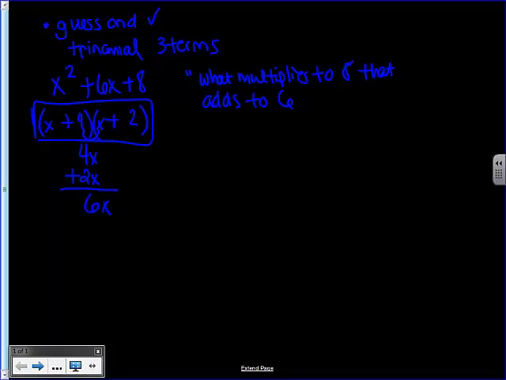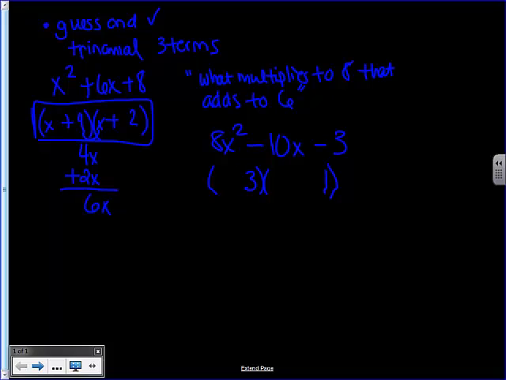I could give you something nasty like 8x squared minus 10x minus 3. Well, in this case, I can't ask myself, what multiplies to 3 that adds to 10? On no planet does that ever happen. So let's make my two factors. Well, what do I know automatically multiplies to 3? On my back end, I'm going to have 3 and 1. No way about it.